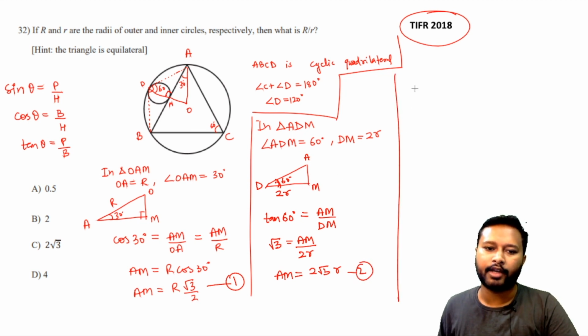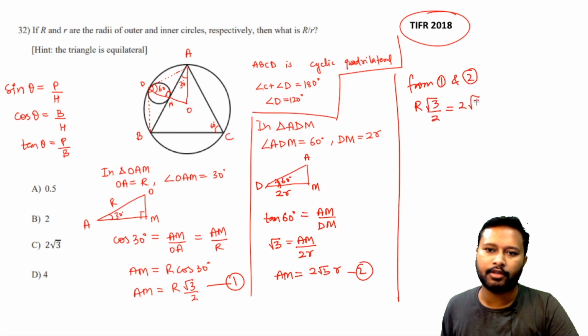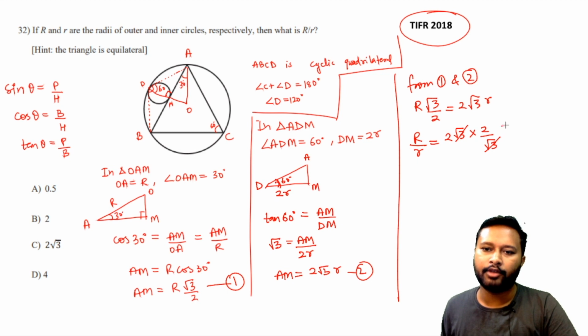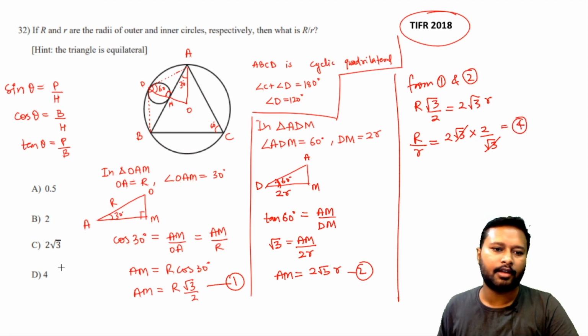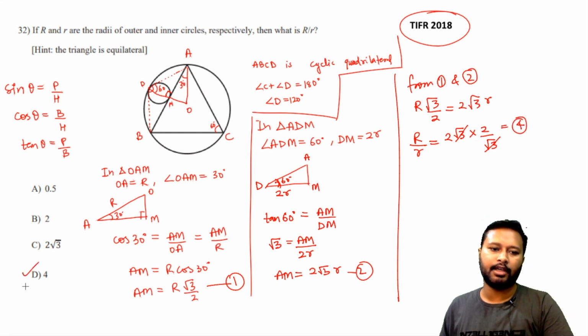So what I am going to get from 1 and 2 is r root 3 by 2 equals 2 root 3 small r. What I need to find out is capital R upon small r. So let's bring this small r here, and let's bring all this to the other side. So capital R upon small r equals 2 root 3 multiplied by 2 divided by root 3. This root 3 will get cancelled out. 2 into 2 will give you 4. So the answer for this question should be option D, and that is 4.